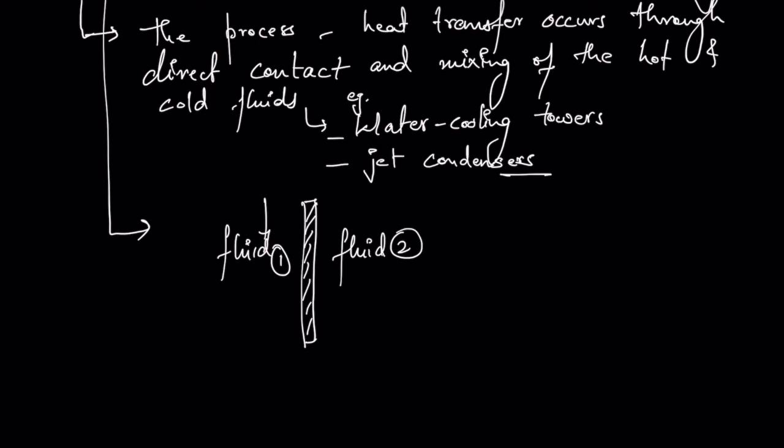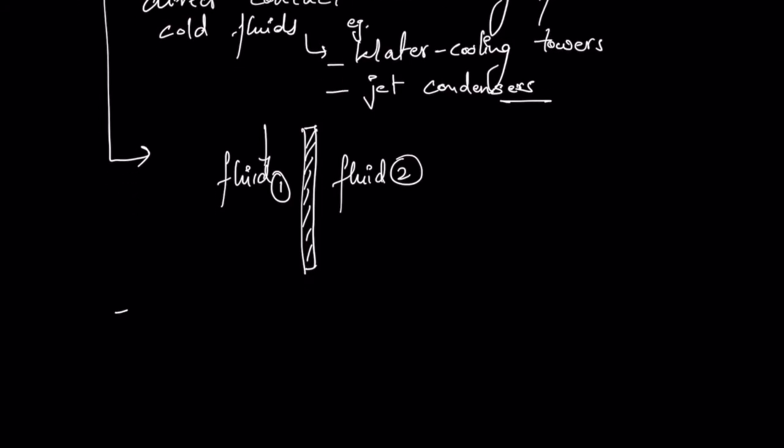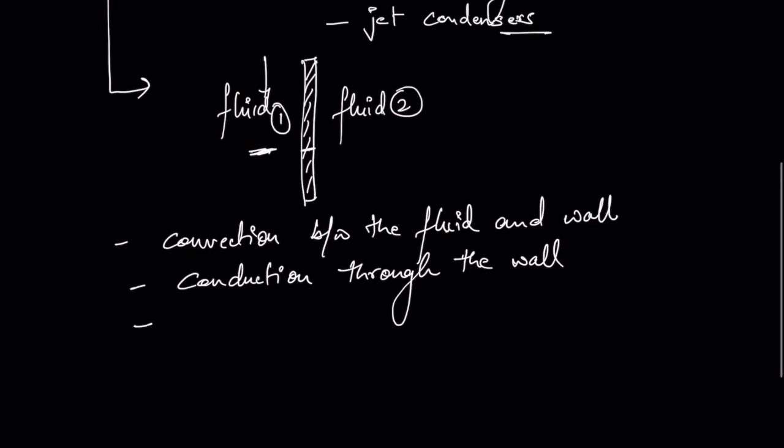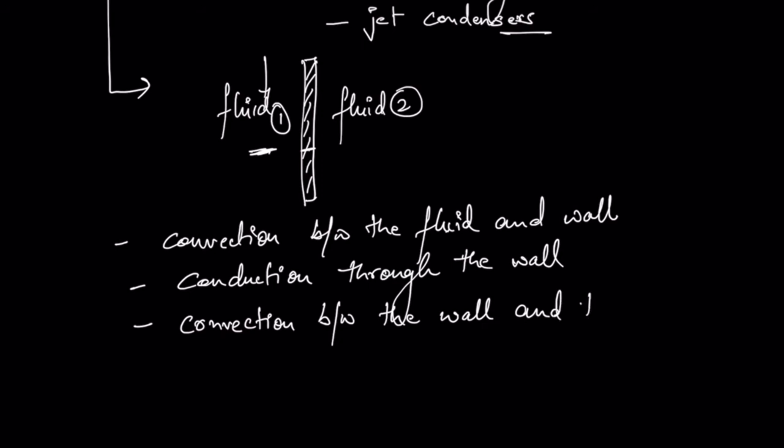The heat transfer process in this consists of convection between the fluid and wall, then conduction through the wall, and then again convection between the wall and the other fluid. So first convection is on this side, then the conduction through the wall, and then again convection.